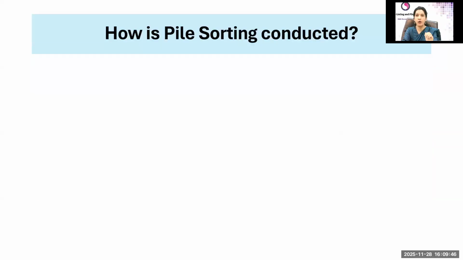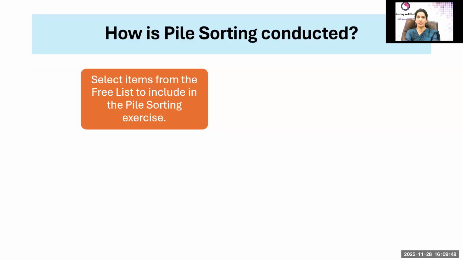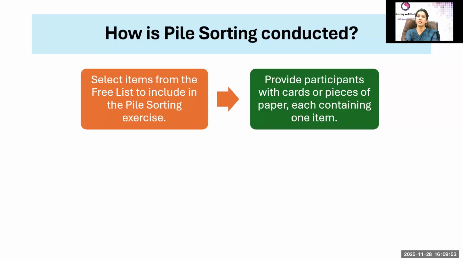So now how is this conducted? You can select the items from the free list to do the pile sort exercise. You provide the participant again with cards or pieces of paper. Generally, if you read that book, they say that you can put pictures, or if something is abstract, you can write the name. Initially they did pile sorting with, let's say, animals or fruits. But they said that rather than putting pictures, it's better to put the names, because that is more helpful.